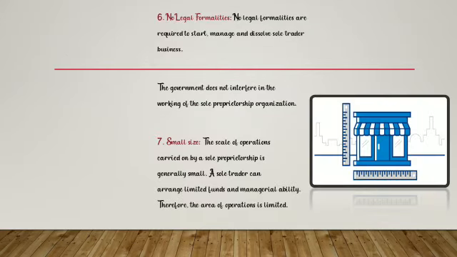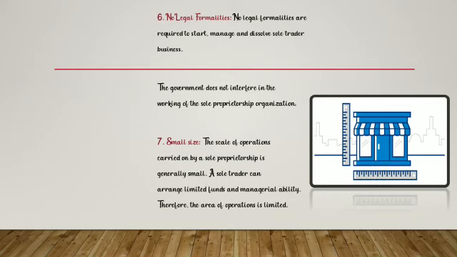Sixth point is no legal formalities. Here, no legal formalities are required for starting, managing, or ending a business. One thing is that if the business proprietor dies, then the business would automatically end. Here, there is nothing required. No legal formalities would be required for the business.